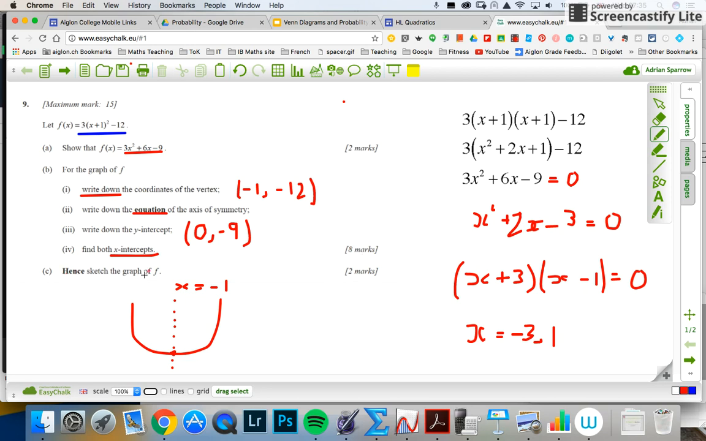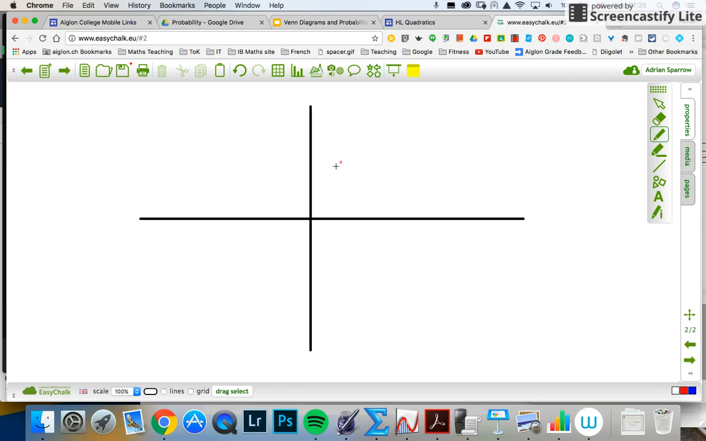Right, hence, sketch the graph of f. Now this isn't a good enough sketch. This was just a quick, very loose sketch. So to sketch the graph, I will need to do this. Draw a pair of axes, and first thing, make sure you label them. Some mark schemes, you can lose a mark if they're not labeled.